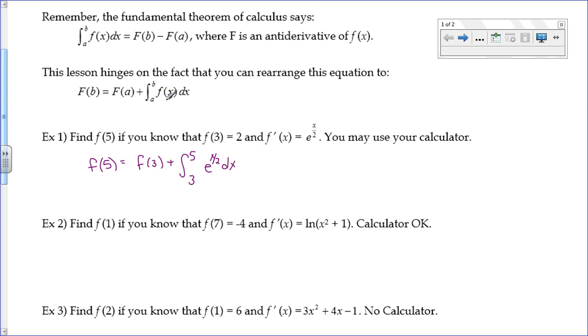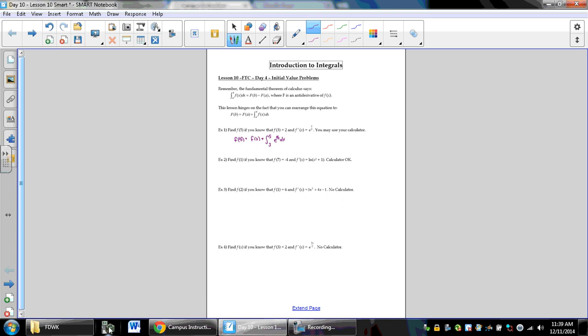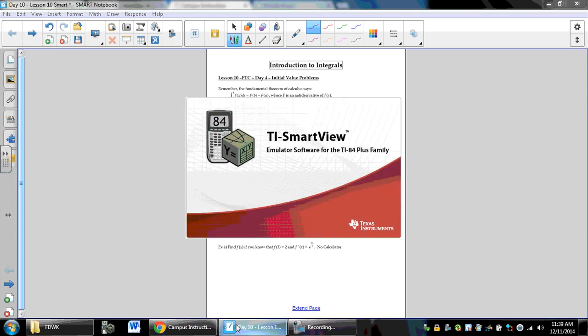We have the derivative right here. We have an initial value of the function right here. And we have the ending value of a function right there. I'm going from 3 to 5. From 3 to 5, everything matches up. And now it says you can use your calculator. So you're going to want to take out your calculator. I'm going to let mine load up, and we will answer this question.